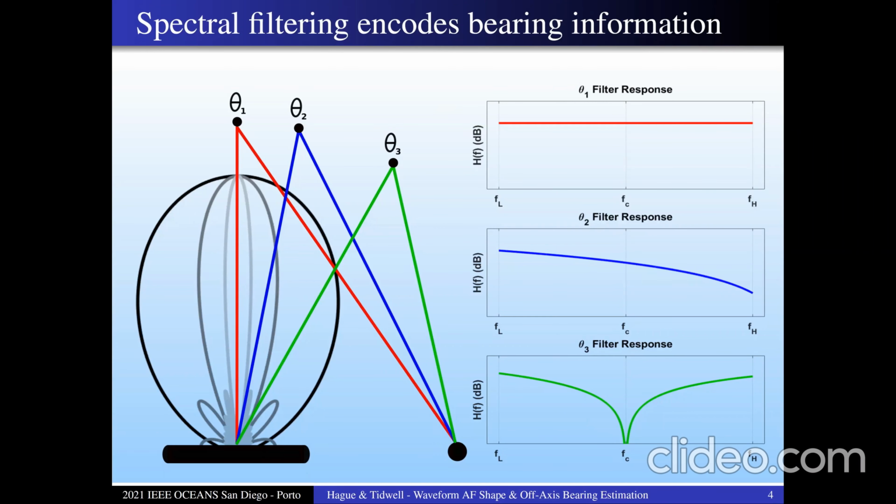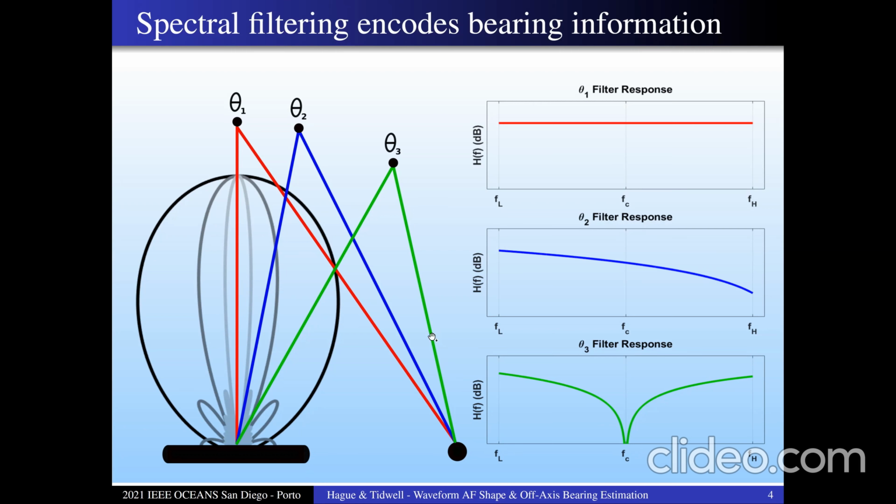This work assumes some broadband directional projector radiates acoustic energy into the medium. That acoustic energy then insonifies a point scatterer, and the resulting echoes are received by an omnidirectional hydrophone. We can exploit the characteristics of the received echo to infer certain information about the target. Specifically, we're interested here in estimating the target's angular location based on the spectral filtering the echo undergoes due to the frequency-dependent beam patterns of the projector.